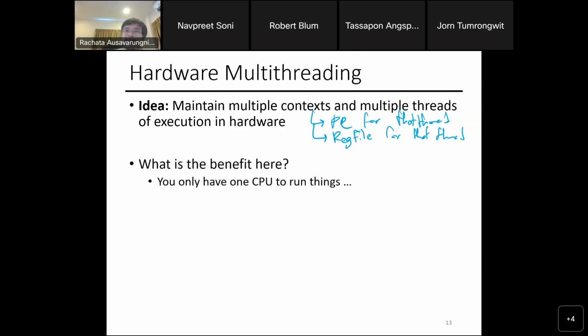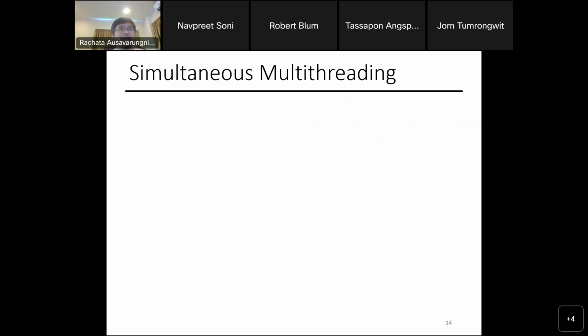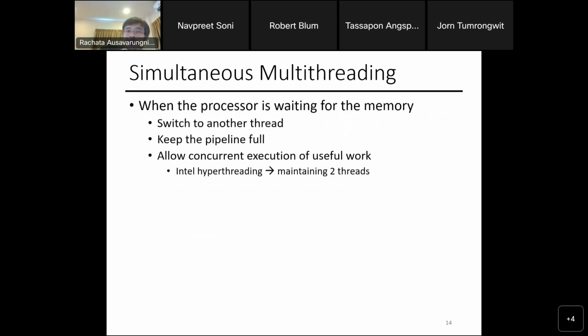So what's the benefit of this? Because you only have one CPU. The benefit is if I have a load instruction, I have to go to DRAM. That takes a while, right? My CPU is not running anything, so I can switch and run something else. That technique is called simultaneous multithreading. This is done on the CPU as well. It's an old technique proposed by one of the great researchers, and it's awesome. It allows your CPU to run at a much faster rate. It utilizes the CPU better, right? So when the processor is waiting for the memory, I would switch to another thread to keep the pipeline full, basically to keep the CPU busy. It allows the concurrent execution of useful work.